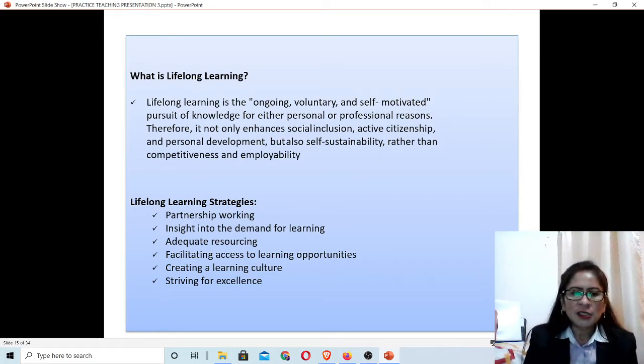Lifelong learning strategy: partnership working, insight into the demand for learning, adequate resourcing, facilitating access to learning opportunities, creating a learning culture, striving for excellence.